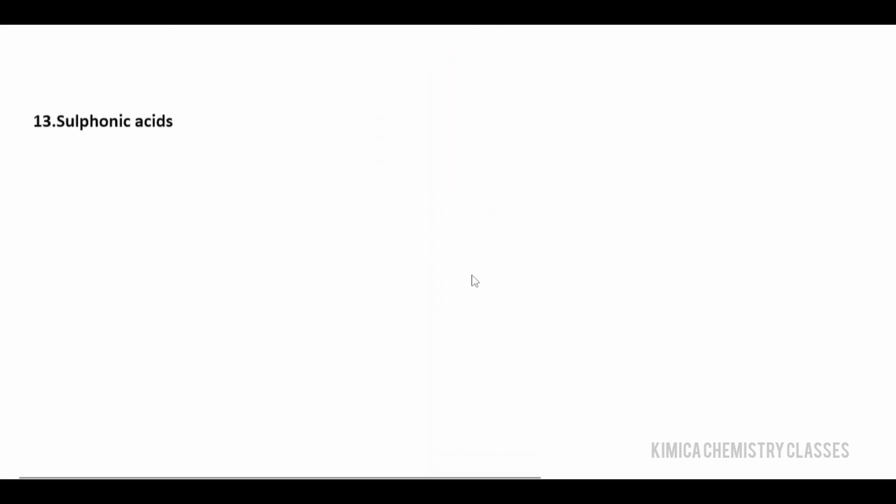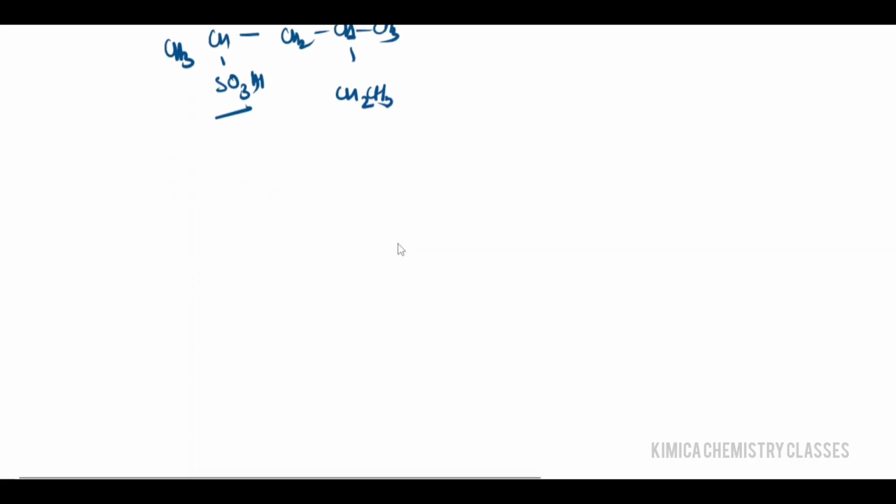Sulfonic acid. We have to write the name sulfonic acid while writing their name, and I will give you one example related to sulfonic acid. Sulfonic acid is represented by writing this. This is 4-methylhexane-1-sulfonic acid, right?